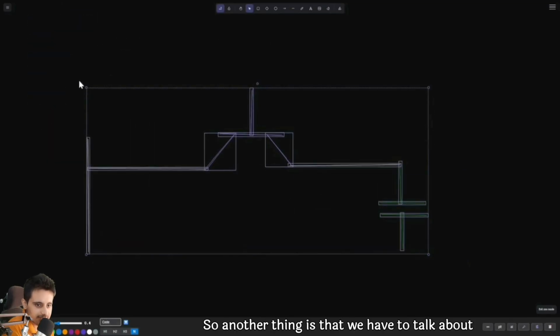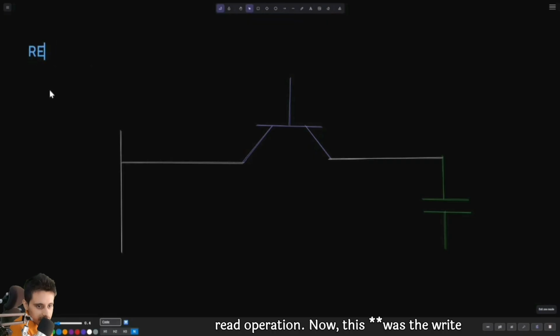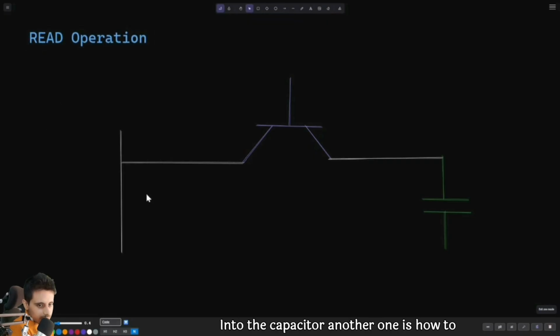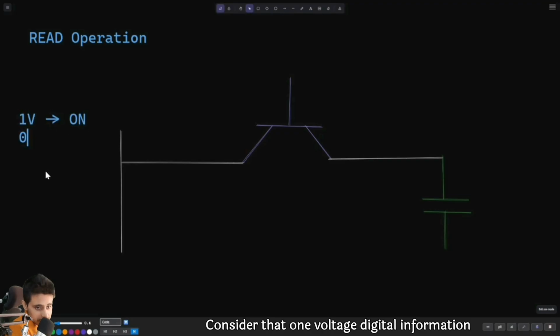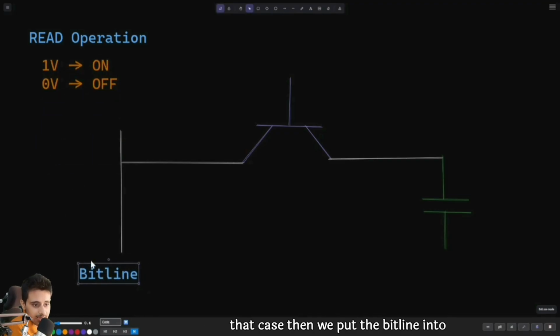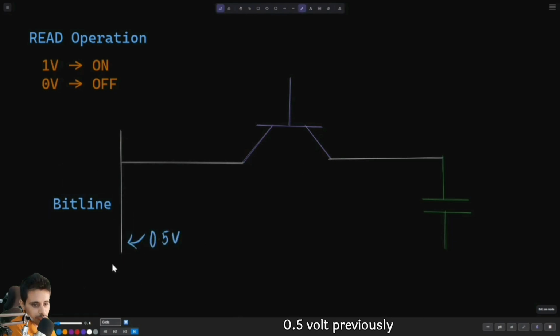So another thing is that we have to talk about the read operation. Now this is the write operation, how to write 1 and 0 into the capacitor. Another one is how to actually read the capacitor. Now let us see how we are going to read from the capacitor. Consider that 1 volt is digital information on and 0 volt is digital information off. In that case, we put the bit line at 0.5 volt.